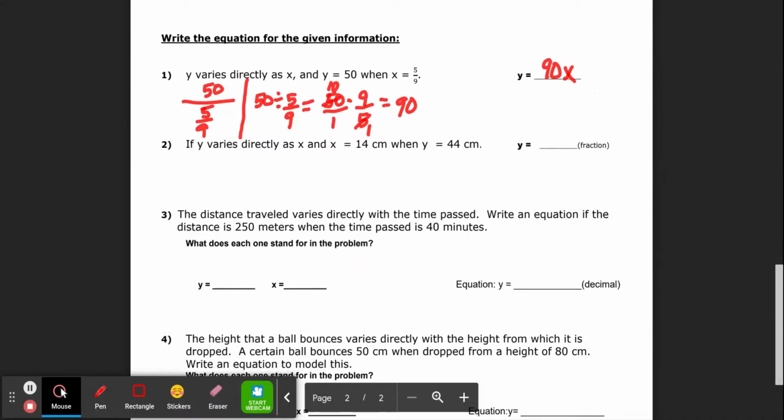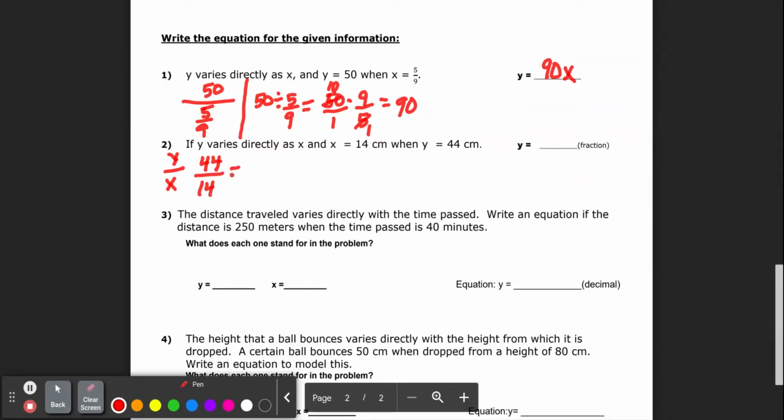Okay, let's look at problem 2. Y varies directly as x, and x is 14 when y is 44. So it's 44 because that's your y. Remember, it's y over x, so 44 divided by 14. If I divide each of those by 2, that gives me 22/7. And it says over here I can write it as a fraction. So it's just 22 over 7x.